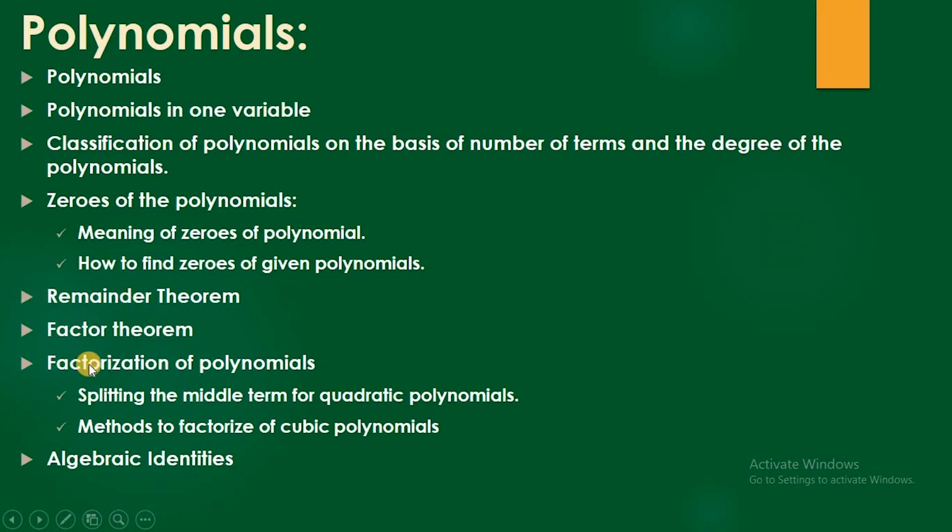Under the factor theorem, we'll learn about the factorization of the polynomial, and we have splitting the middle term for quadratic polynomials. Sorry, I made a mistake here. These are the methods for factorization. Then the method of factorization of cubic polynomials, that we are going to discuss, and we are going to learn a few more algebraic identities. In class 8, we have learned 4 algebraic identities. Now here again we'll learn 4 more algebraic identities. Now the first topic, that is polynomial.